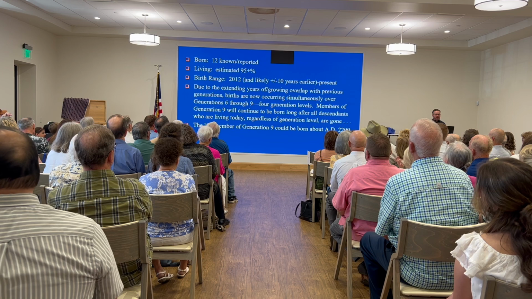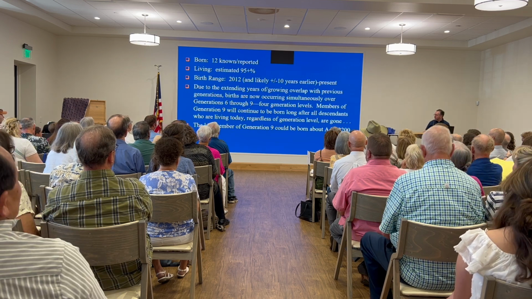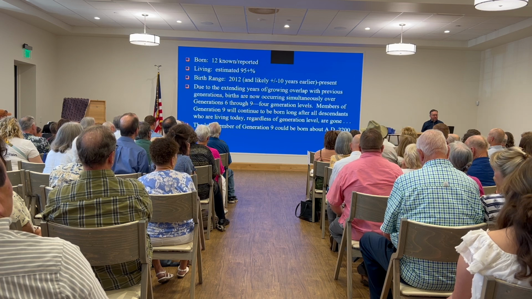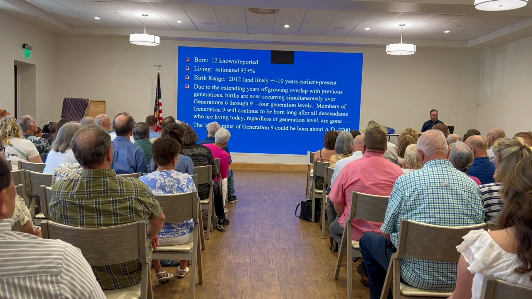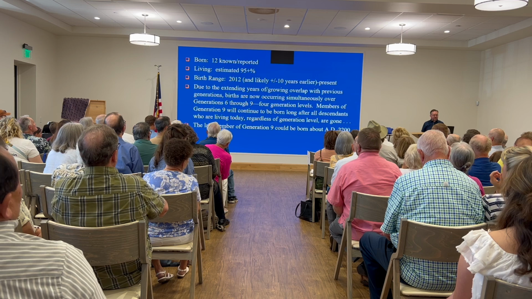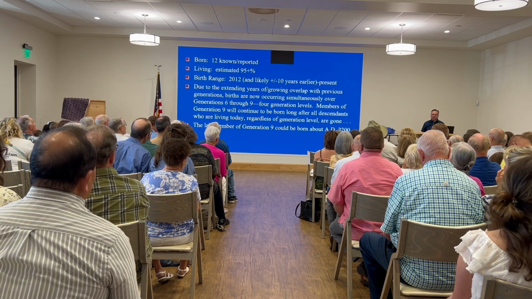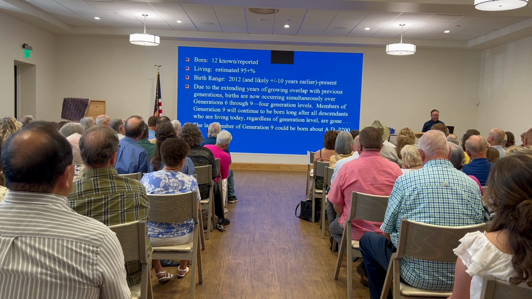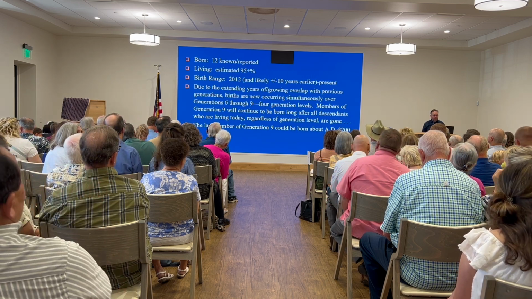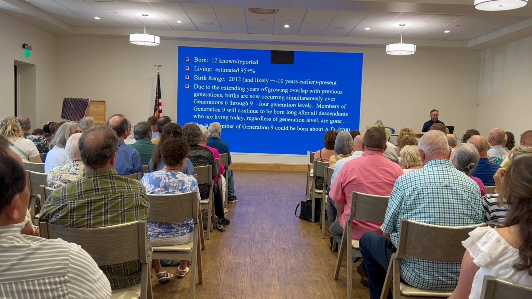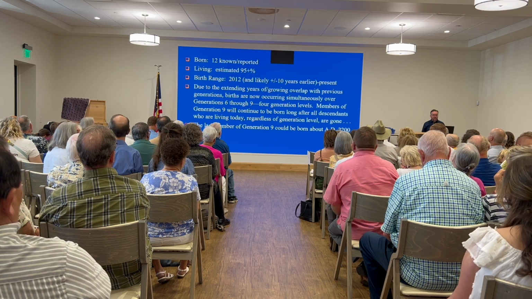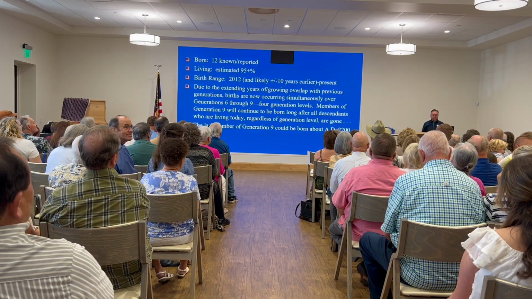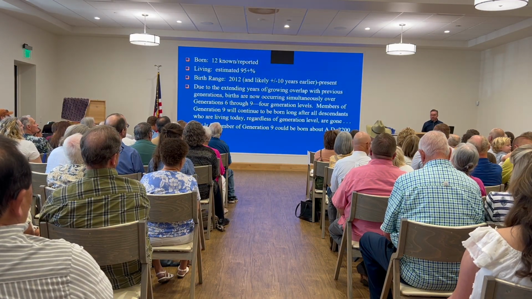Okay, so this 4th bullet point says, due to the extending years of growing overlap with previous generations, births are now occurring simultaneously over generations 6 through 9, 4 generation levels, all taking place at the same time. Members of Generation 9 will continue to be born long after all descendants who are living today, regardless of generation level of birth. So the last member could be born over 150 years from now, 175 years from now.